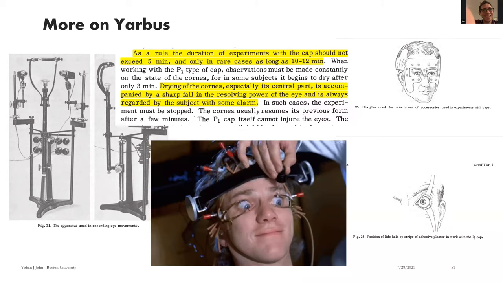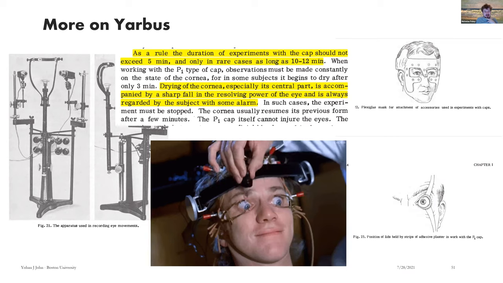So yeah, I'm like, maybe did Stanley Kubrick read this book and add the eyedropper part? Gotta keep the eyes moist. I think there is no question that Stanley Kubrick knew Yarbus's experiments, for many reasons other than this clip. I mean, just the way he uses focal attention. There's no way he didn't look at Yarbus's work.